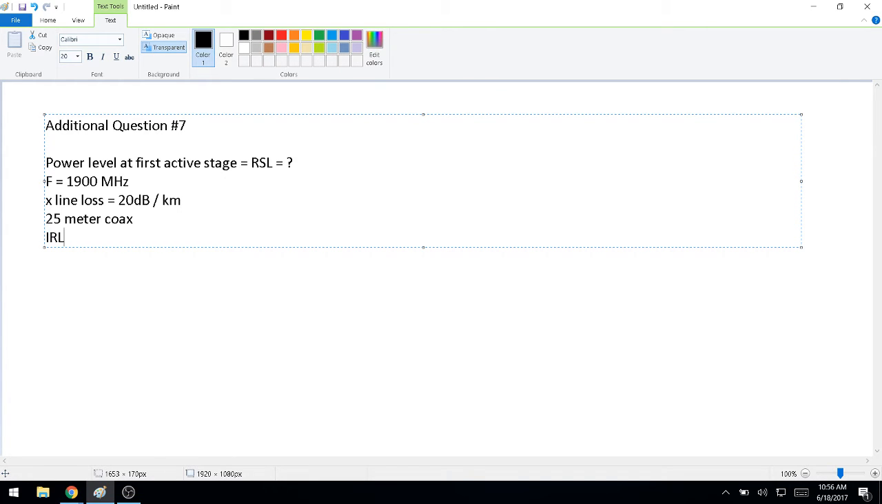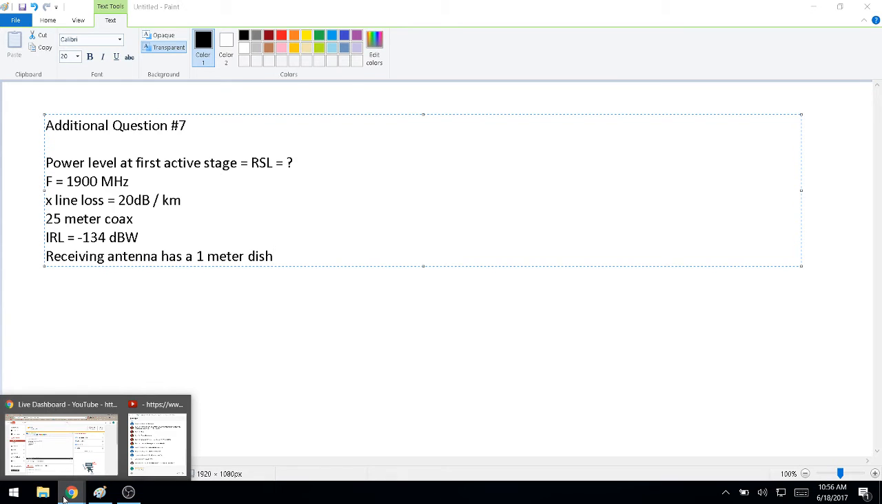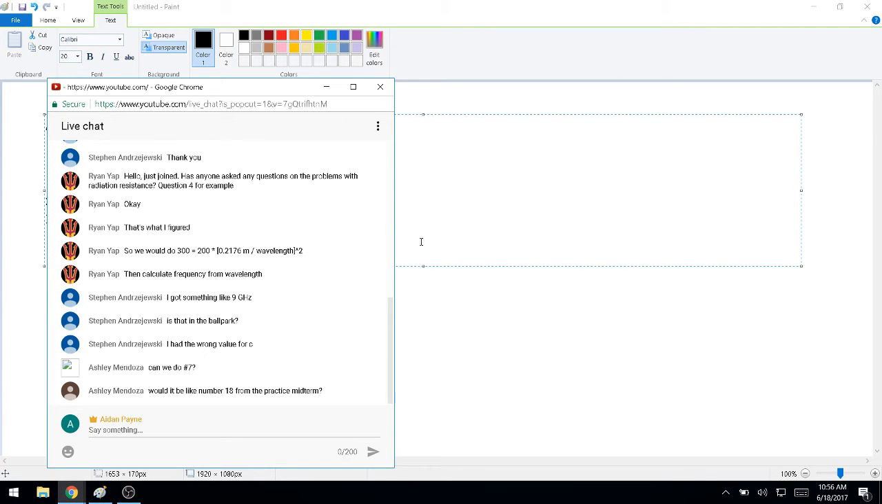And we know our IRL is equal to negative 134 dBW, and our receiving antenna has a 1 meter dish. So this question's essentially asking you to work with a parabolic antenna. Ashley asks if it's like number 18 from the practice midterm. Yes, it has some of those same elements, but it's slightly different because we're also talking about a parabolic antenna.